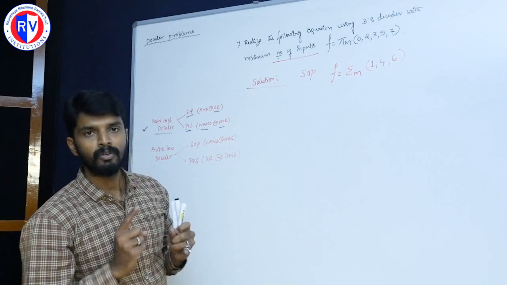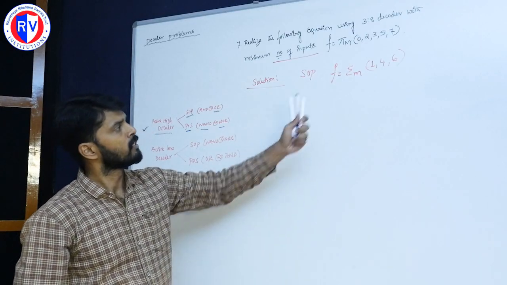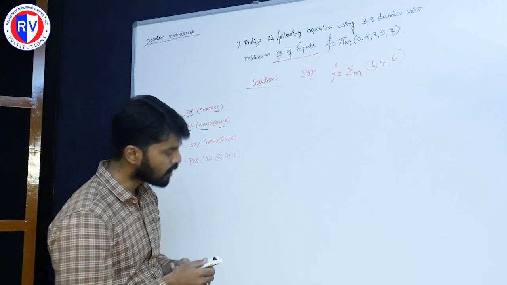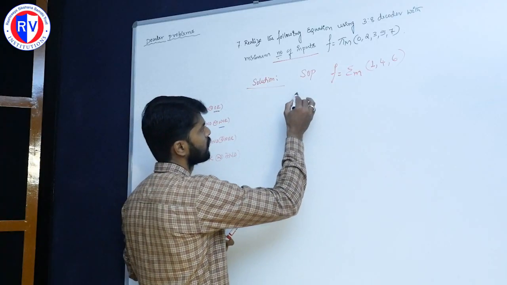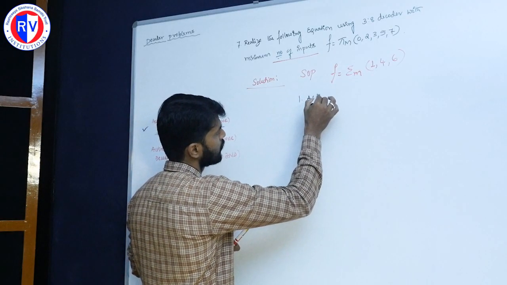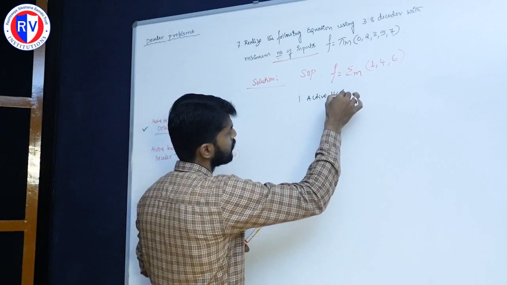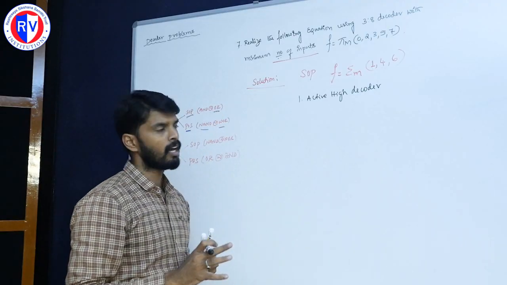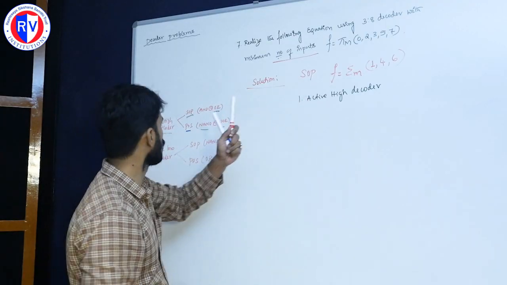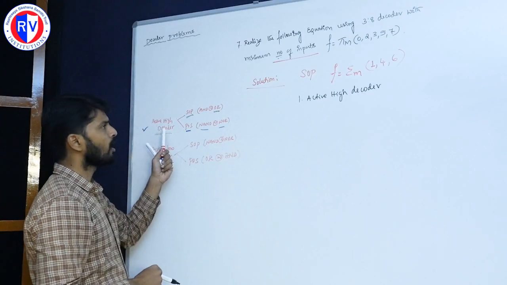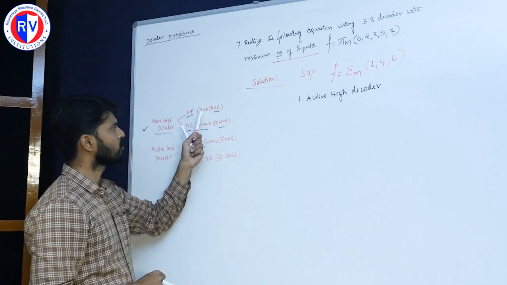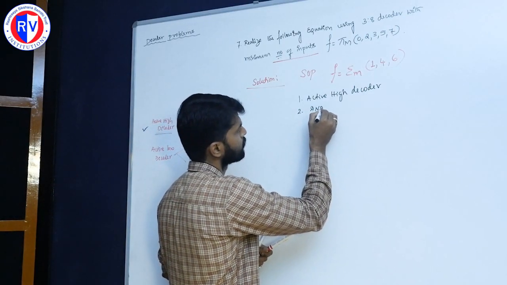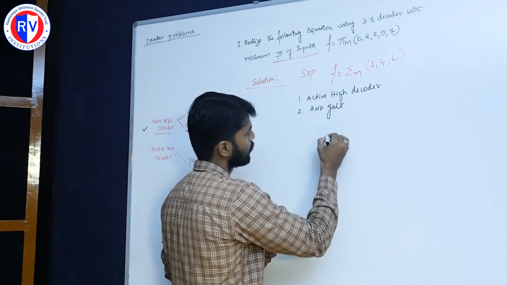Now the challenge is whether I need to use an active high decoder or an active low decoder. This is basically an SOP equation. In order to design any SOP equation, the active high decoder is preferable. So my selection is the active high decoder. Once I select the active high decoder, I need to decide what kind of gate I need at the output stage. In order to realize the SOP function, I can use an AND gate or an OR gate. So here the selection of gate is an AND gate. Then I am going to design this.